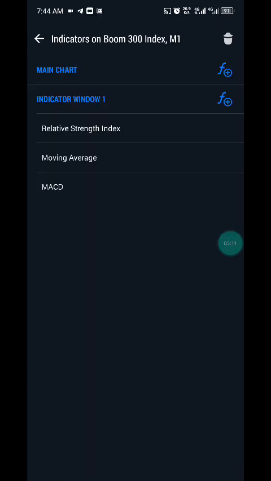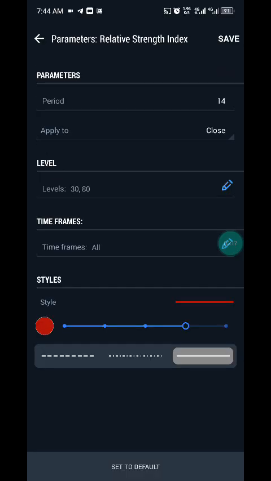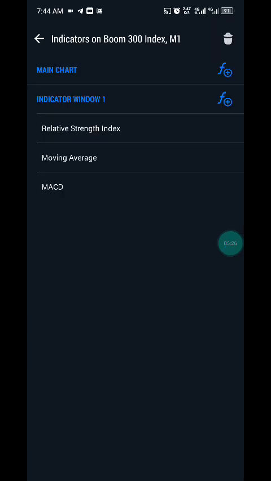So let me show you the settings of this strategy. We do not have anything on our main chart. We have indicator window 1, which is RSI. We have the period of 14, apply to close. We have the levels to be 30 and 80, and we have our style in red color. Then you click on save.